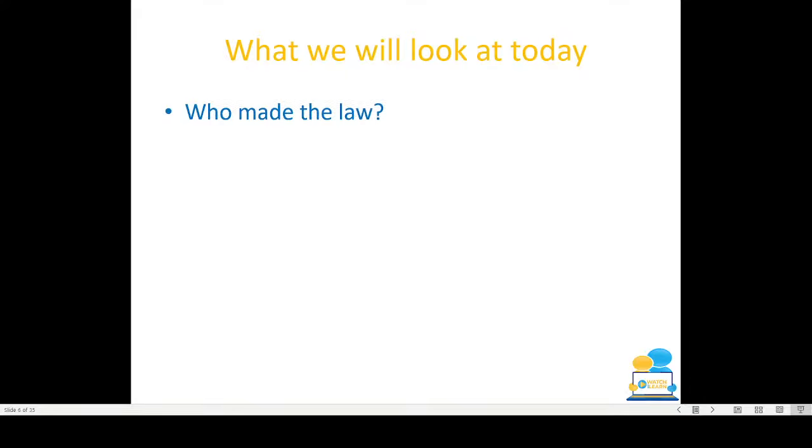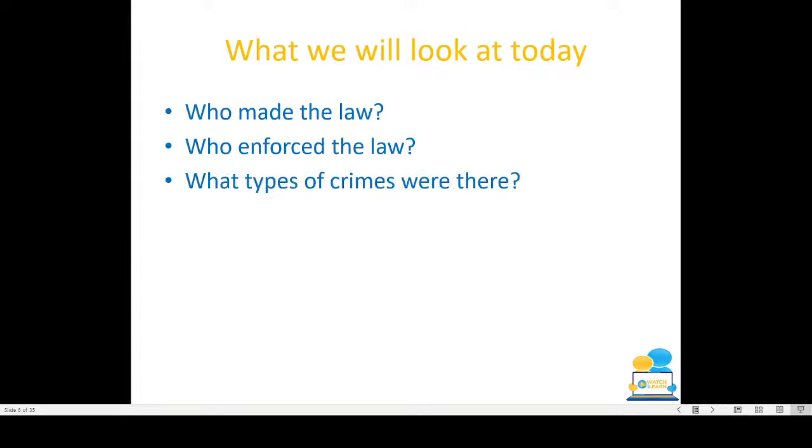The way we're going to look at this is I've divided it into 4 sections when we look at crime and punishment. The first thing is we're going to look at who made the law. We're then going to look at who enforced the law, what types of crimes there were, and finally, what types of punishments there were. So when we're looking at who made the law, we're just going to focus on who made the particular laws during that time period.